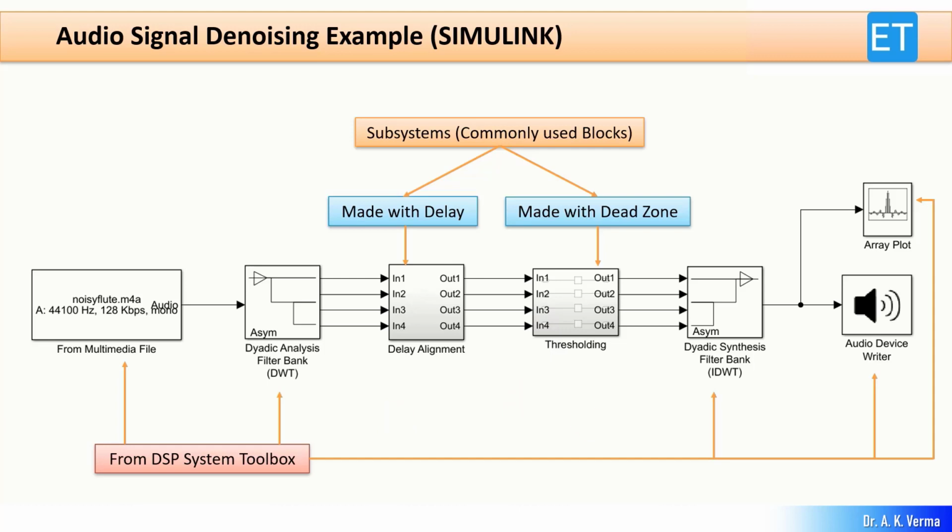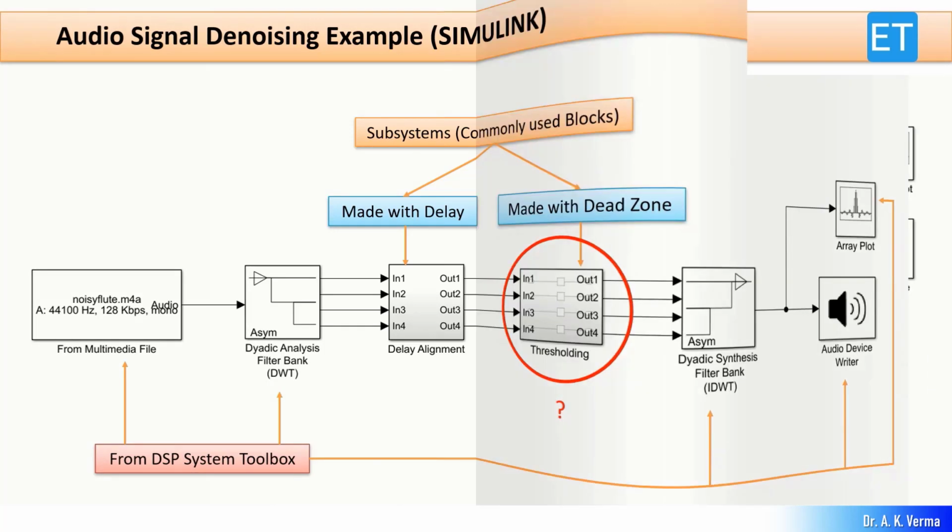But this is easy, everybody can make it, but the question is how to find the thresholding values for each level for this noisy flute.m4a file. This is noisy data. So the question is how we can find the threshold values. Yes, we can find the threshold values. We have to find them manually right now for this model.